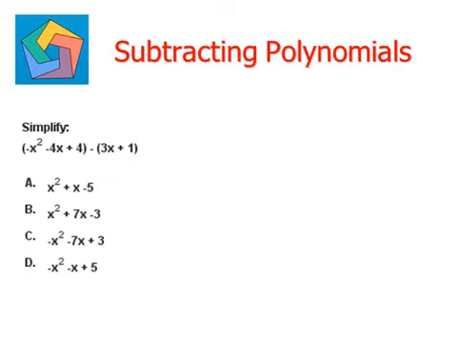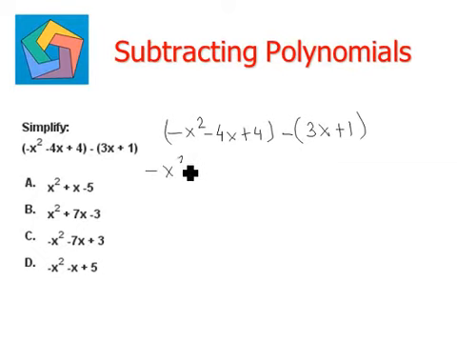Let's try out the next example. Simplify negative x squared minus 4x plus 4 minus 3x plus 1. Let's open up the second parenthesis first, and we use our rules. A negative and a positive is a negative 3x, and a negative multiplied by a positive is negative 1.